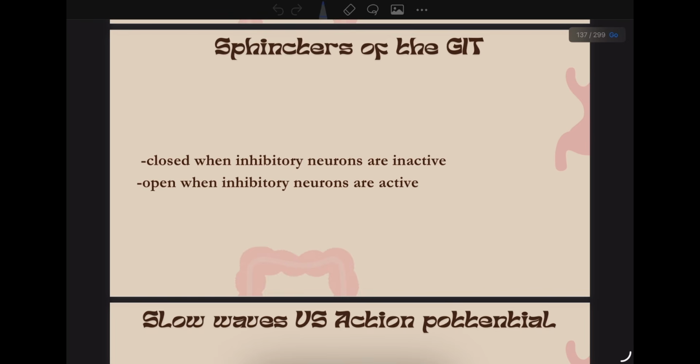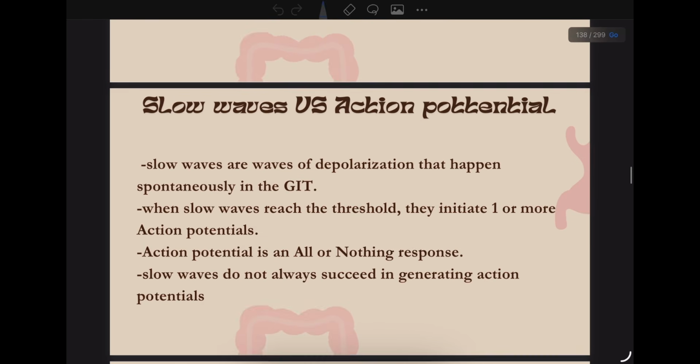Sphincters of the GI tract. They are closed when inhibitory neurons are inactive, and open when inhibitory neurons are active. Very self-explanatory. If the inhibitory neuron, which releases VIP, is active, it will relax. If it's inactive, it will close. I mean, self-explanatory.